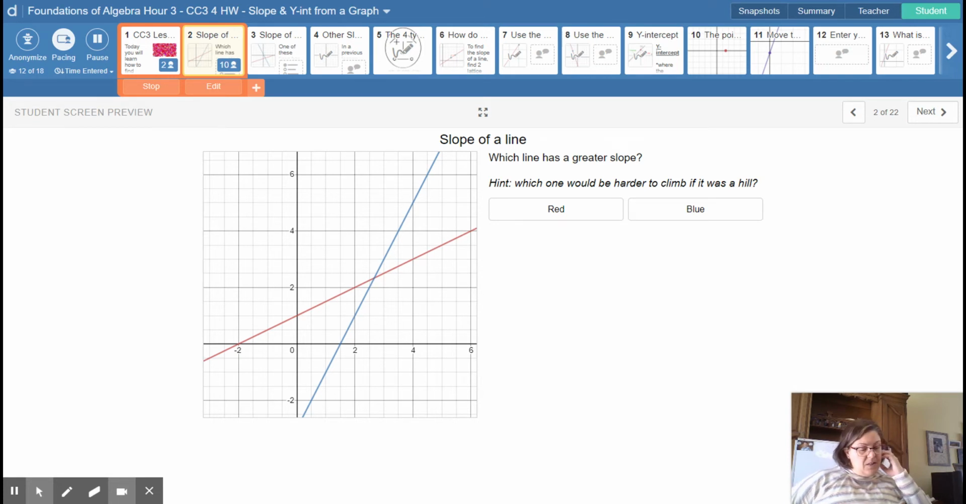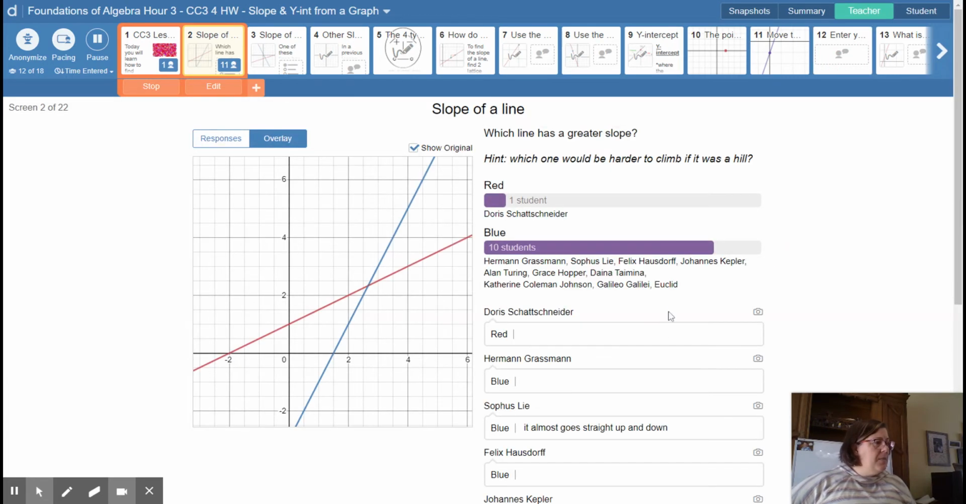The nice thing here is either you click on red or blue and you make the choice, right? Make that decision, click on red or blue. I'm going to anonymize it. I want to see what you guys are thinking. Which hill would be harder to climb?